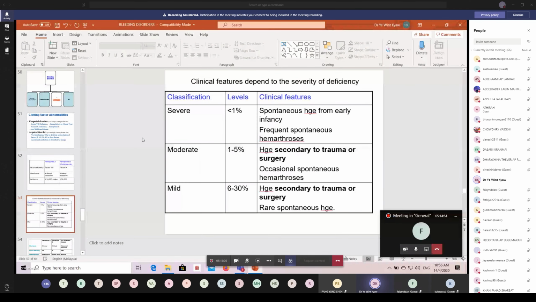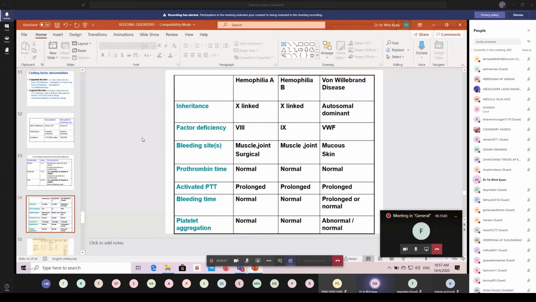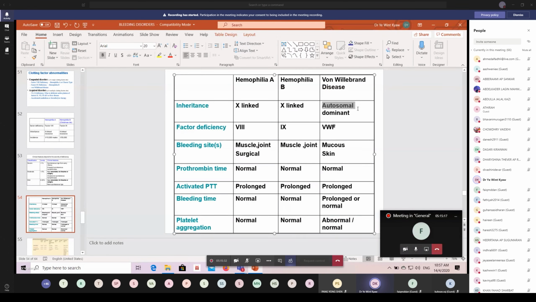I will explain the difference. You can read later. This is the difference between hemophilia A, B and von Willebrand. Von Willebrand is not X-linked. This is autosomal dominant. So I will ask you again, in autosomal dominant, if one of your father or mother has the disease, how many percent of their children have the disease? 50%. This is factor 8, factor 9, and this is von Willebrand factor. I will explain later.